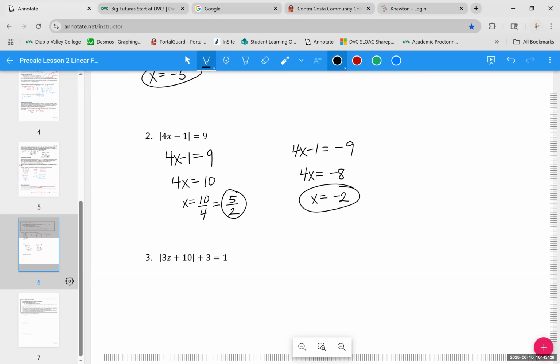And you can double check each one of those. If you were to plug -2 into this, I'd have -8 minus 1, which is -9. Absolute value of -9 is in fact 9. Right?